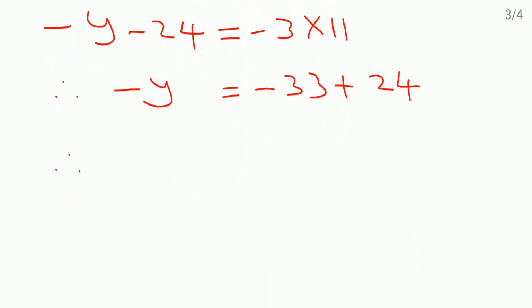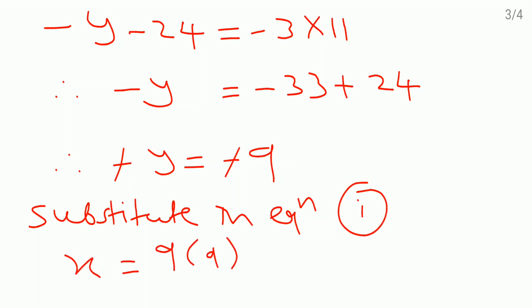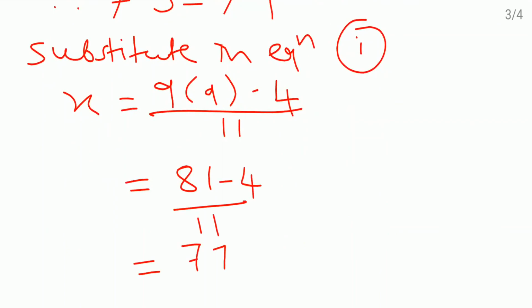So here, therefore, minus y, which is equal to here, we get 6 and 3, 9, minus 9. Negative sign cancelled. Now this value of y will be substituted in equation 1, right? So equation 1 says x is equal to 9y. So in place of y, I substituted 9 minus 4 divided by 11. See what happens now? 9 9s are 81 minus 4 by 11. So which comes as 77 by 11.